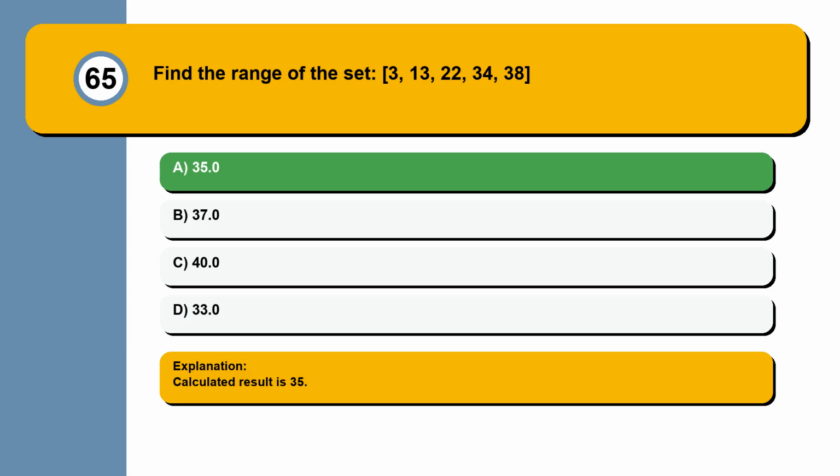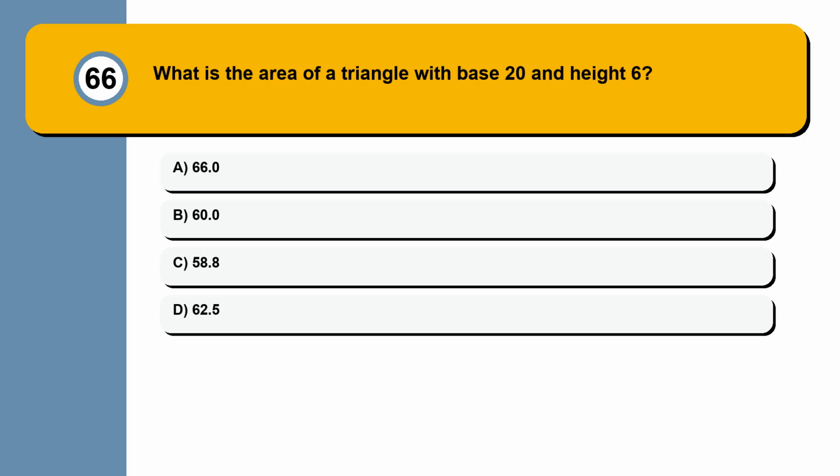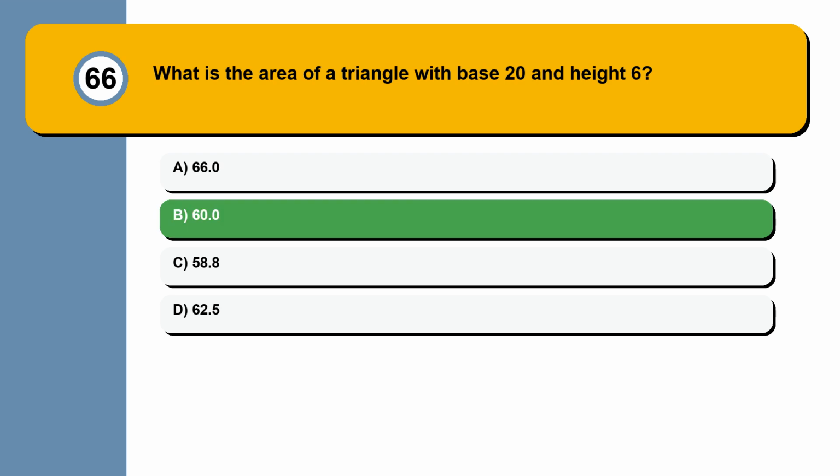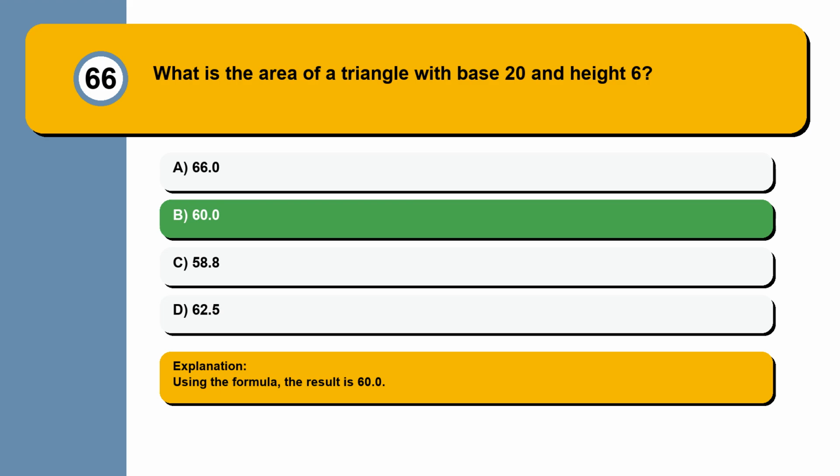Calculated result is 35. Question 66. What is the area of a triangle with base 20 and height 6? 66.0, 60.0, 58.8, 62.5. Using the formula, the result is 60.0.